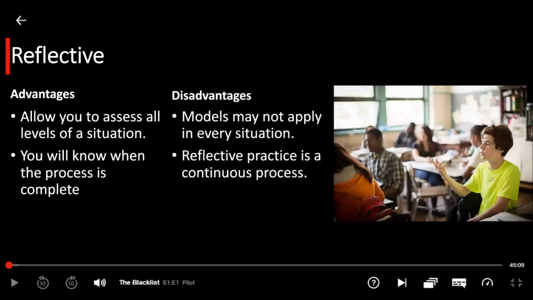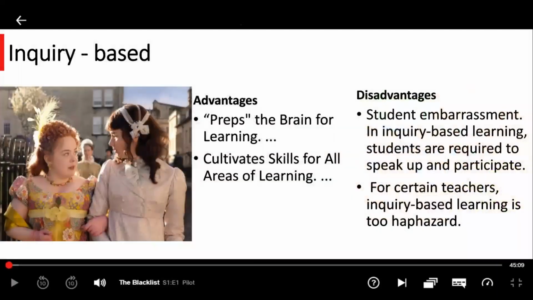Now we have the reflective method. An advantage is that it allows you to access all levels of a situation, and you will know when the process is complete. A disadvantage is that models may not apply in every situation seen in the classroom, and that reflective practice is a continuous process, which means that it never ends, or it takes a very long time to end.